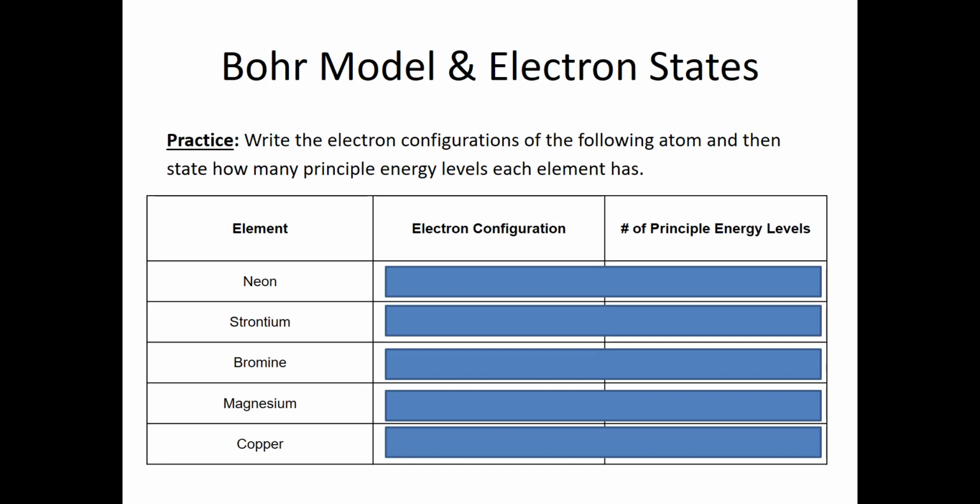We look at the Bohr model. Okay, what we're going to look at is the electronic states. So what I want you to do is write the electron configuration of the following atoms, and then state how many principal energy levels each element has. So you're going to use your reference table, and you're going to find each one of these on your reference table. And I want you to write in the electron configuration and tell me the number of principal energy levels.